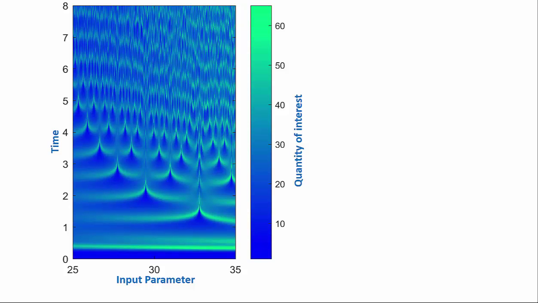If you plot the same movie in a static plot, this is the input parameter and this is time, and you look at one quantity of interest. As time goes on, there are more and more oscillations, each one a stretch and fold. As time increases, the number of peaks goes up by what function of time? Exponential, exactly. The number of peaks increases exponentially.